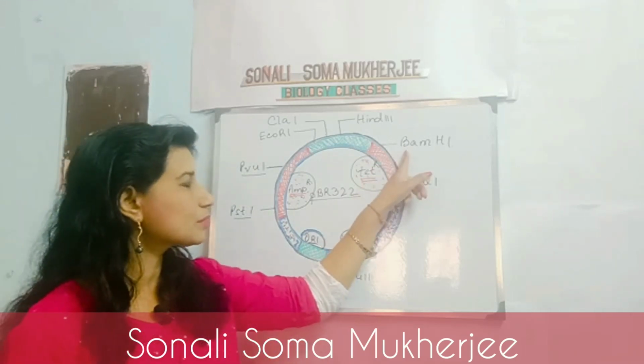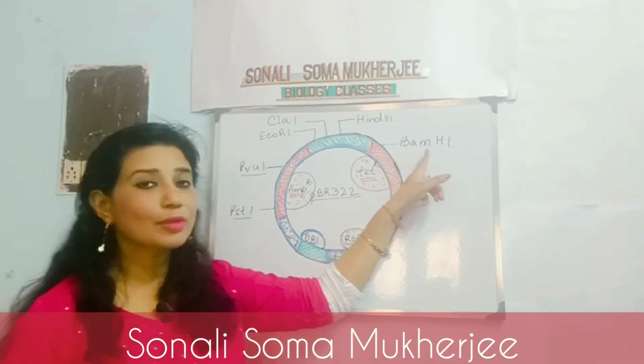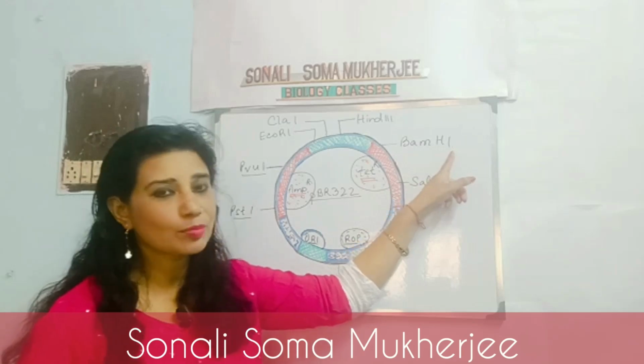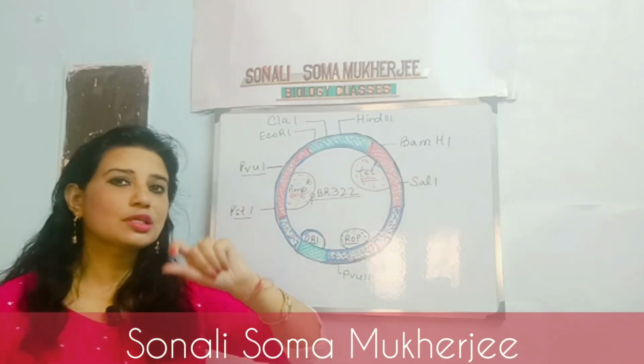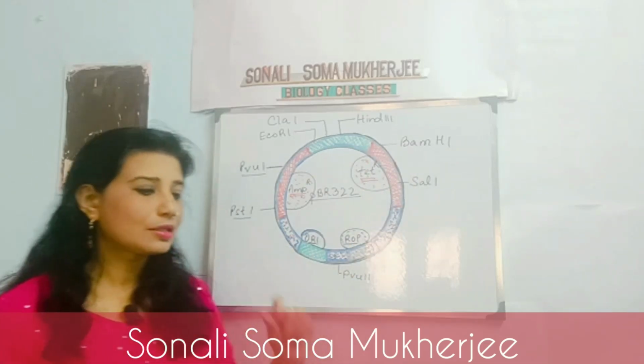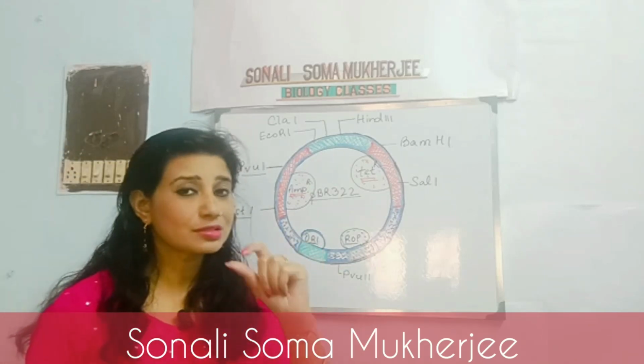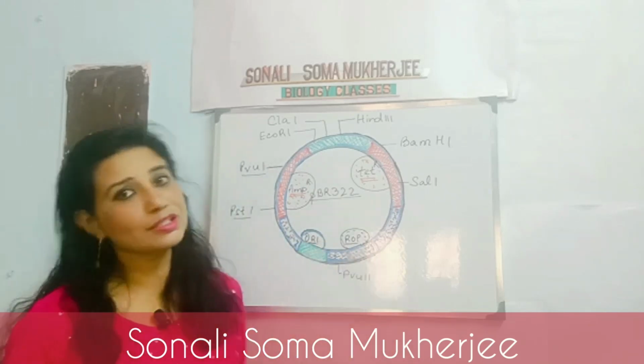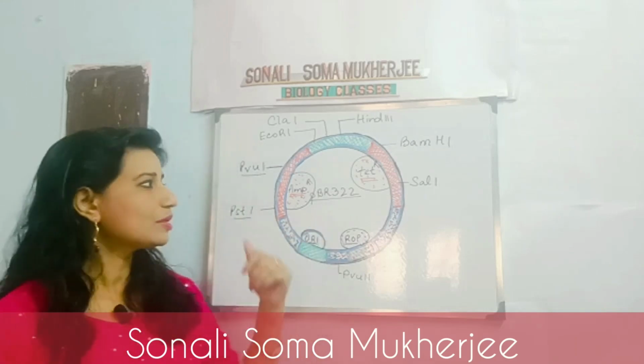So, BAMH1 is type 2, Bacillus amyloliquefaciens. H1 is the name of the strain. It is used in molecular biology for the cleavage at a particular site, the target site where it recognizes and cleaves. So, the target site it will be able to do it.